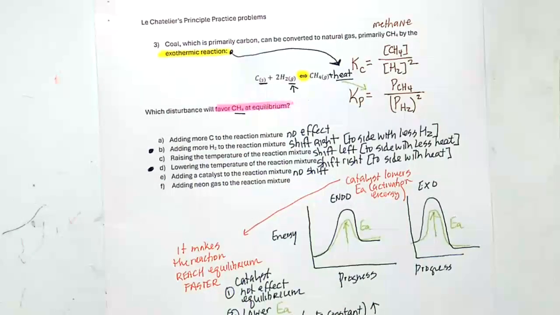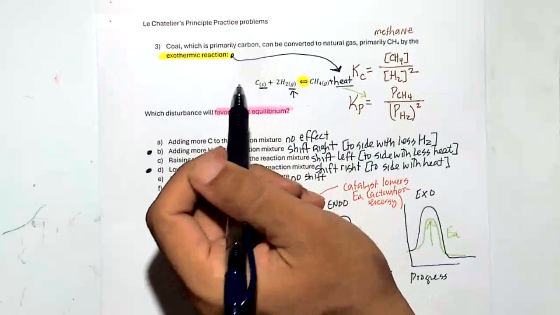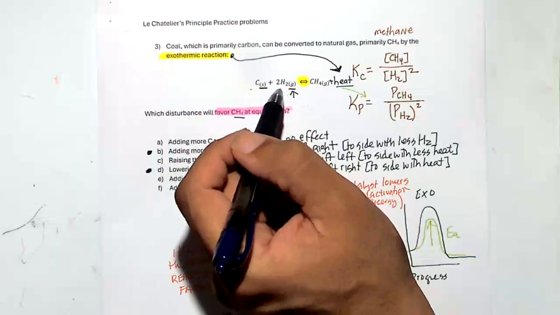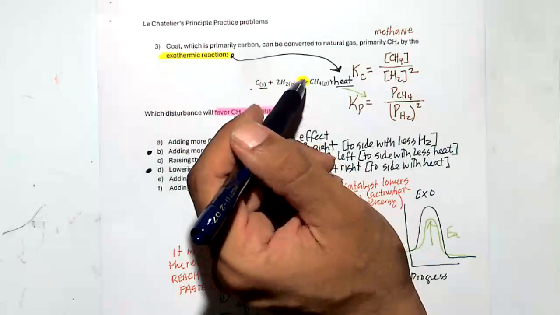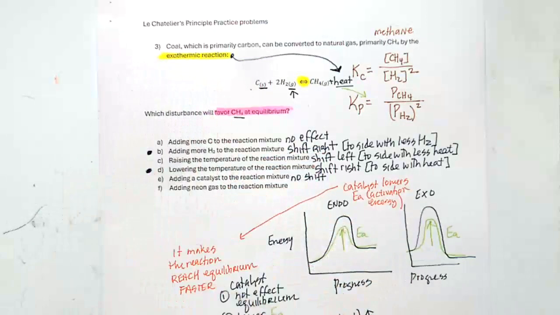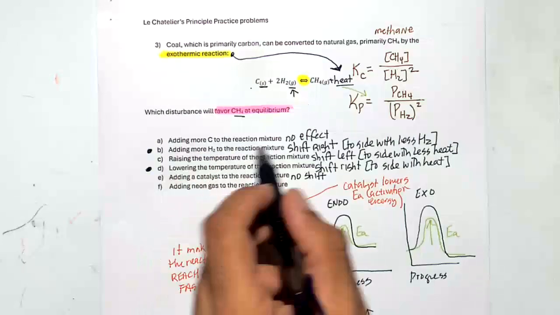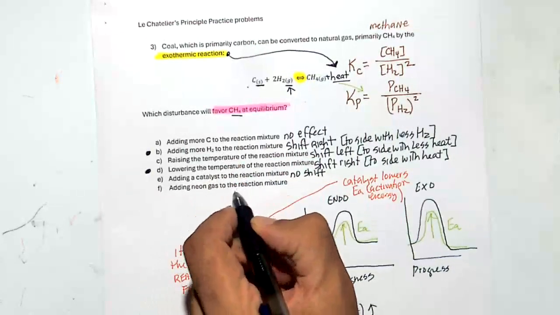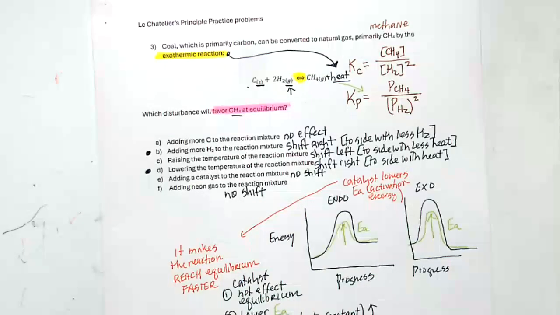All right, and then finally adding neon gas to the reaction mixture. What is neon? Where's neon here? I see carbon, which is a solid. I see hydrogen, which is a gas. I see methane, CH4, which is a gas. I don't know. So what do you think neon will do? Okay, it's not even anywhere here. Okay, it will do nothing.